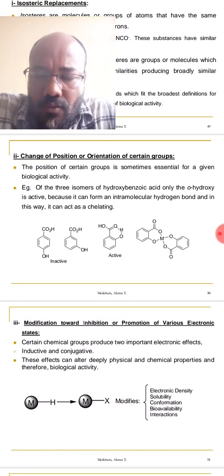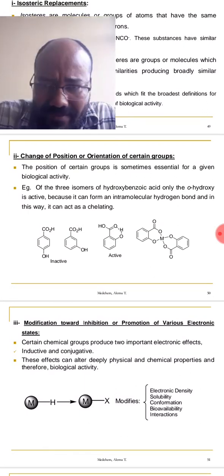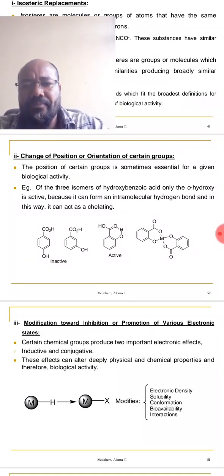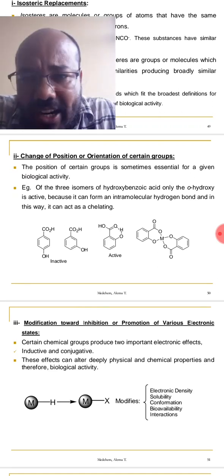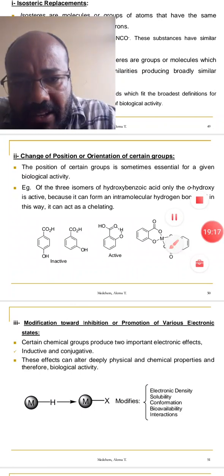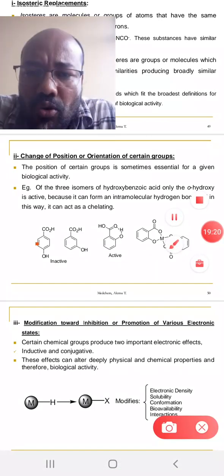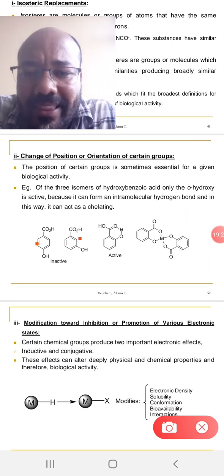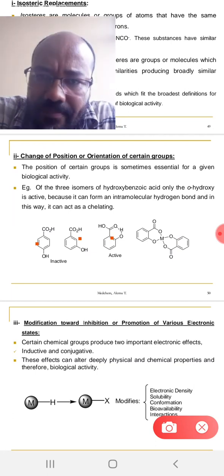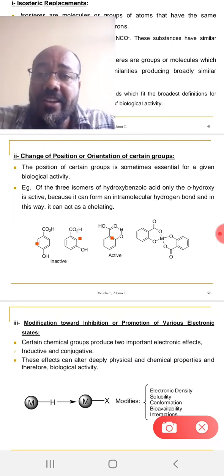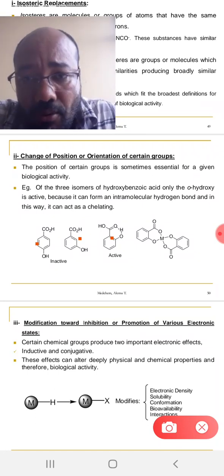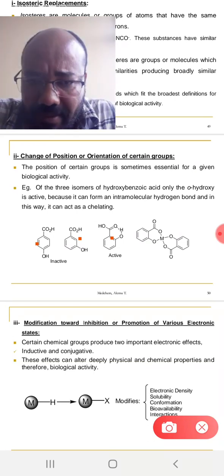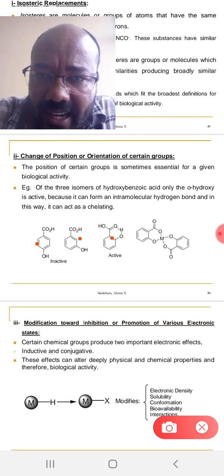Changing position or orientation of some groups. For example, here I have hydroxybenzoic acid. This one is called para-hydroxybenzoic acid. This is called meta-hydroxybenzoic acid. This is called ortho-hydroxybenzoic acid. These compounds differ in the position of the OH group. The first one is at the fourth position, the second at the third position, and the third at the second, ortho position.